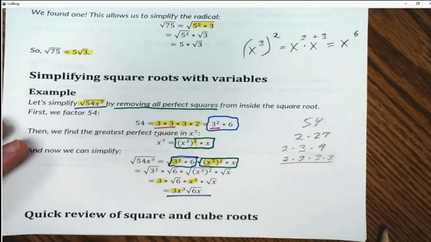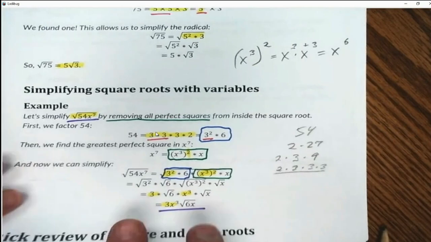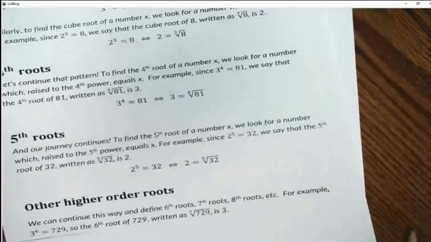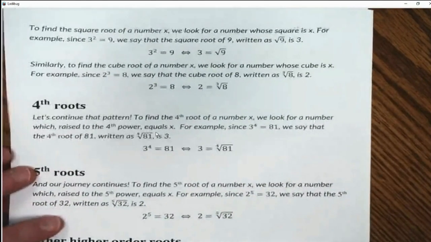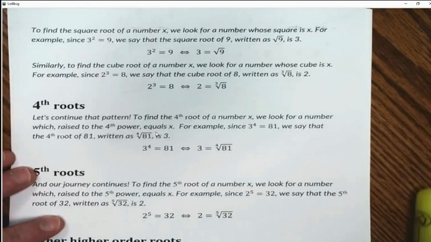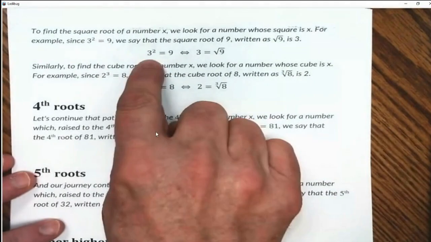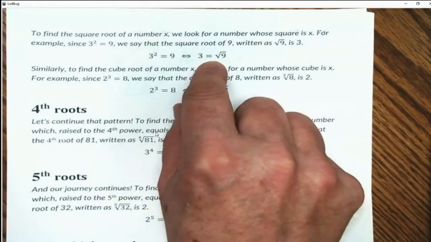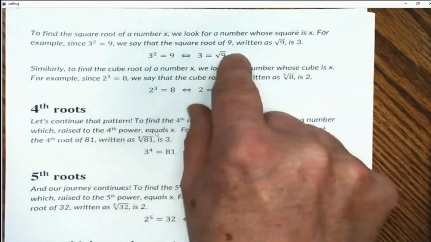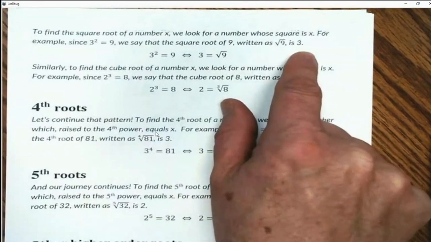All right. Let's review square and cube roots then. So to find the square root of a number x, we look for the number whose square is x. So this is just like we looked at on the front page. 3 squared equals 9, so the square root of 9 is 3. Right? So 3 squared equals 9. We say the square root of 9 is 3.